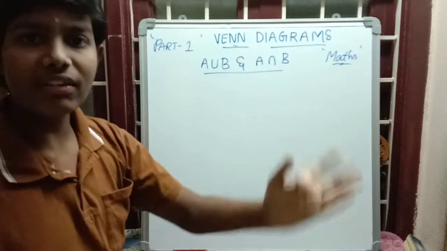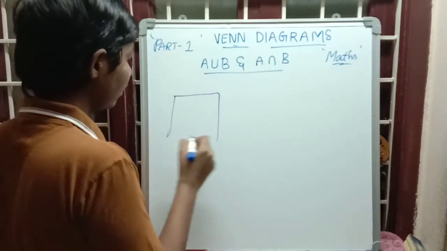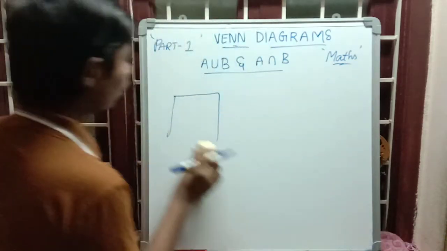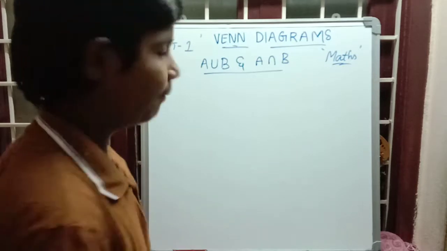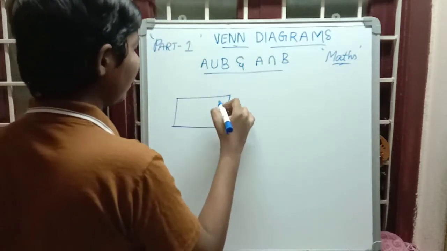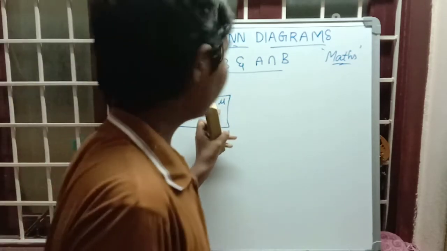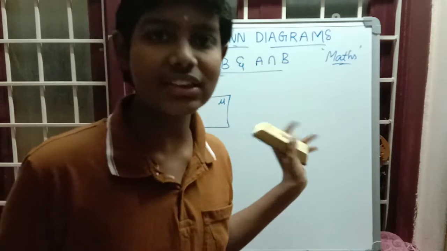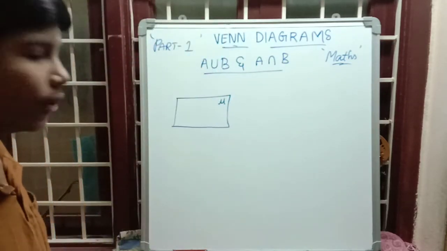In the previous video I discussed that the universal set is mentioned in a rectangle box. In the rectangle box we will do the diagrams. In the rectangle we will write mu or U. It is called the universal set. Combined, meaning all elements together, is called the universal set.